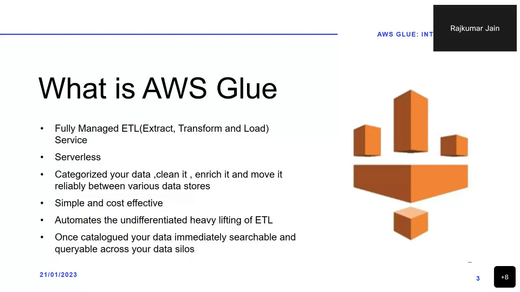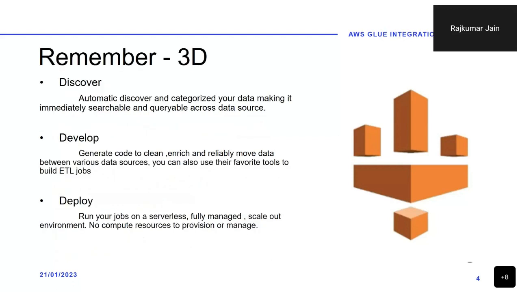Let's move to the next slide where we can think about the 3D. 3D means discover, develop and deploy in AWS Glue. In discover, what are we discovering? We are discovering the data which we are getting from the data source. It will automatically discover and categorize your data, making it immediately searchable and queryable once it is available in the catalog. Secondly, you don't need to think about the schema because the crawler will take care of that. It will capture semi-structured and structured data in a well-formed schema automatically, with no need to define anything there.